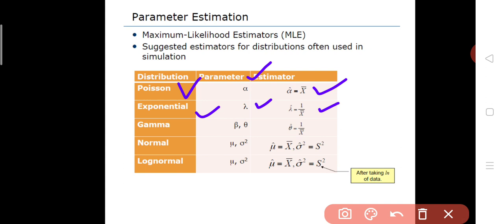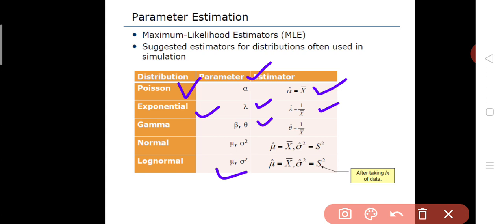In the case of the gamma distribution, two parameters are calculated. In the case of the normal distribution, mu and sigma square are calculated, and in the case of log normal, two parameters are estimated, right? See here, alpha cap is nothing but the estimator, and alpha is the parameter. Similarly, lambda is a parameter and lambda cap is the estimator.